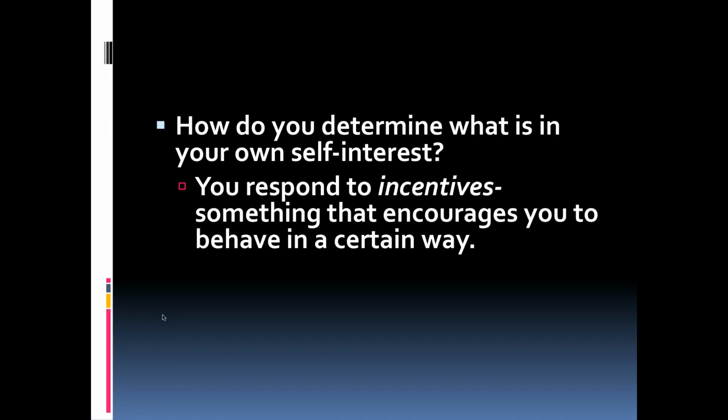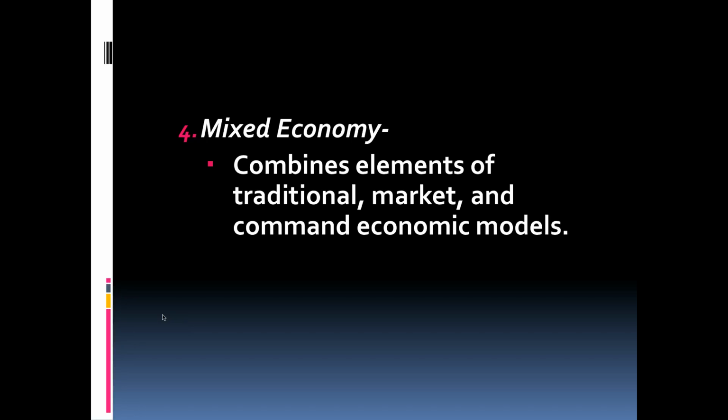Now, the final type of economy we're going to look at is called a mixed economy. And most economies out there, ladies and gentlemen, are going to be examples of mixed economies that lean towards some other model. So a mixed economy is going to combine elements of the traditional, the market, and the command economic models. The United States is a mixed economy that favors the market model, the capitalism model. China is a mixed economy that favors the command, the communist economic model. So it's important to understand that most economies are going to be mixed economies.